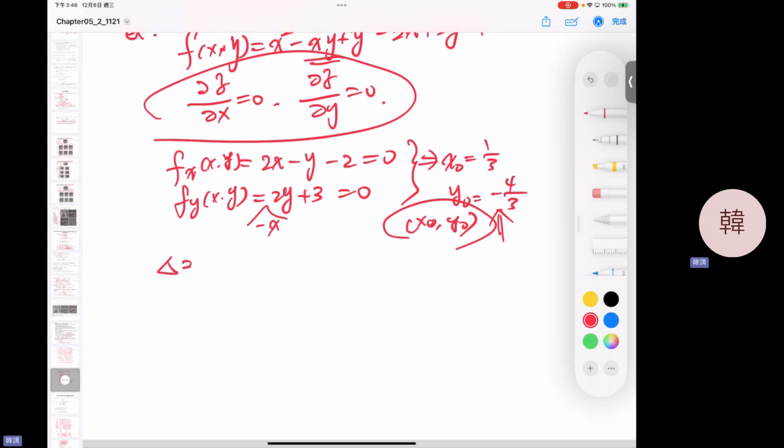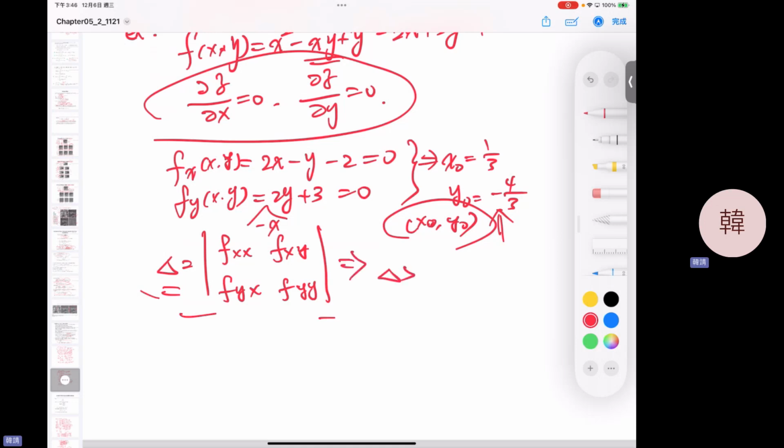We call it delta. Take the derivative with respect to x twice, f_xx, then f_xy, derivative with respect to x first and then with respect to y second, and this is f_yx, and this is f_yy. So please calculate the delta value of the second derivatives, the determinant of this matrix. We call it the determinant, okay? The determinant of this matrix, and you can get what?